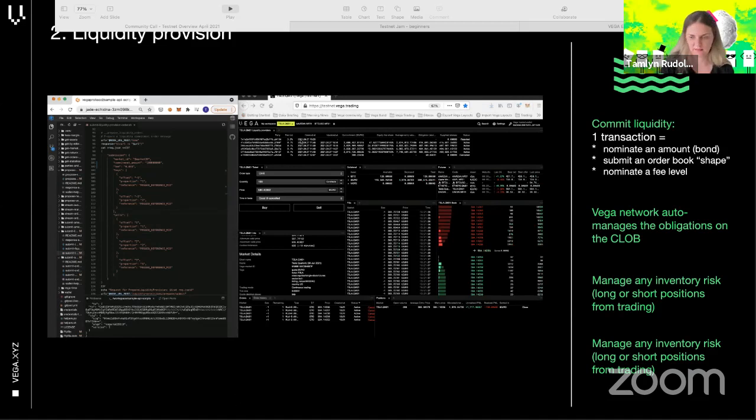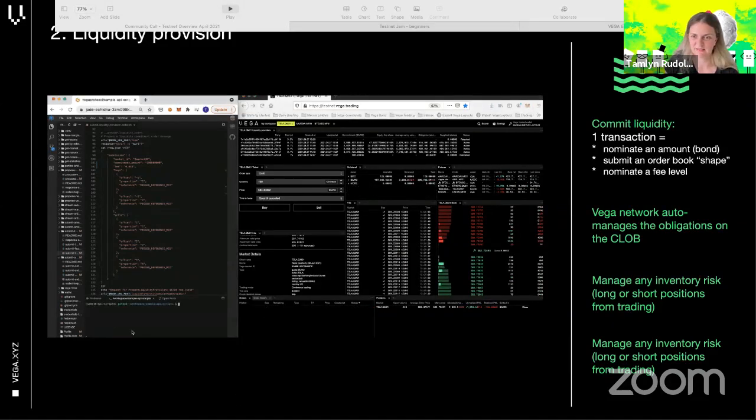Right, so that's just a quick lightning tour of, or really an encouragement to check out the liquidity provision side. Please don't be scared of it. It's a lot of fun.